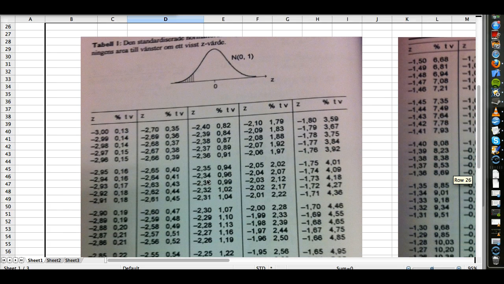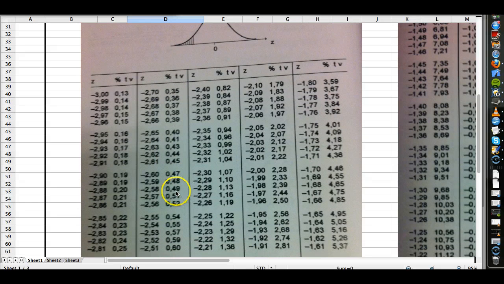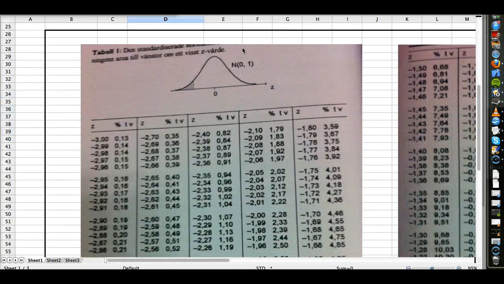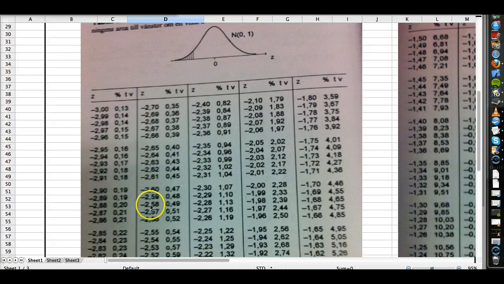Okay, so let's take a look. What we're looking for is 0.5 in this percent to the left column. So I go down here and I see somewhere around 0.49 and 0.51. I could choose any one of these. It really doesn't matter that much. But I'm going to choose -2.58 as my critical z value. See here, the z values. I go down here. -2.58 is located right next to 0.49% to the left. So along our axis here, I'm just going to remember this, -2.58.